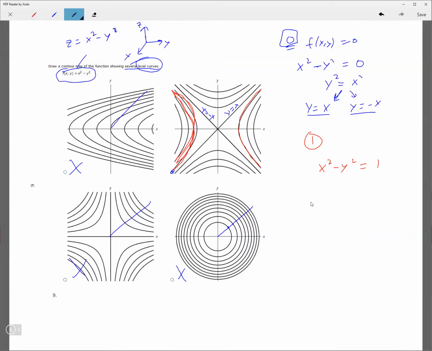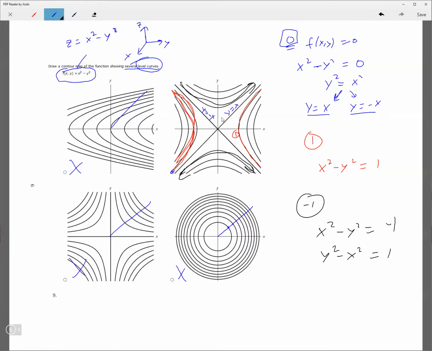Okay. And then if we took -1, so that would be x squared minus y squared equals -1, which would be the same as y squared minus x squared equals 1. And that would be these two curves here, maybe. So this is a hyperbola going this way. And then this one's a hyperbola going this way. And so these are all different level curves. This would be the one corresponding to 1.